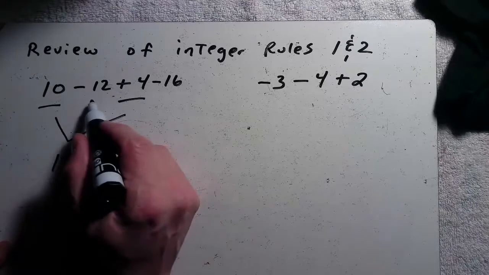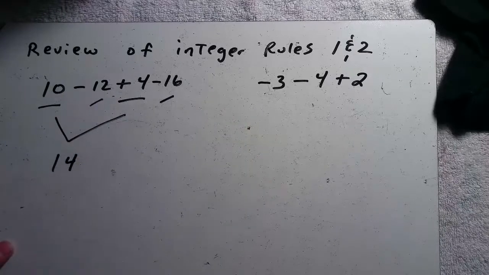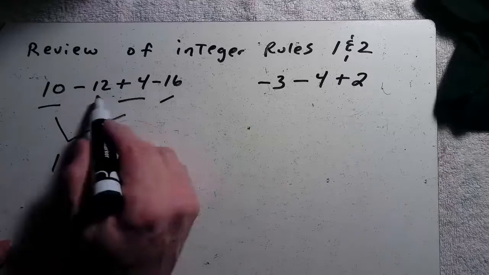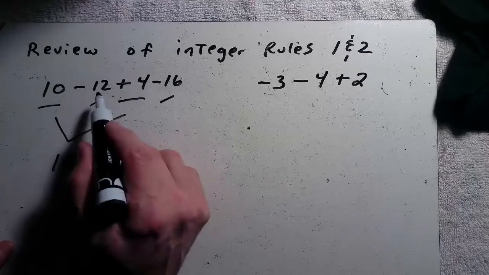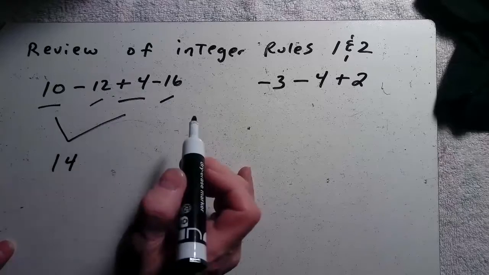Now I have a minus here, minus 12, and minus 16. Those are two signs pointing in the same direction. So I'm going to add up 12 and 16, and that should give me 28.